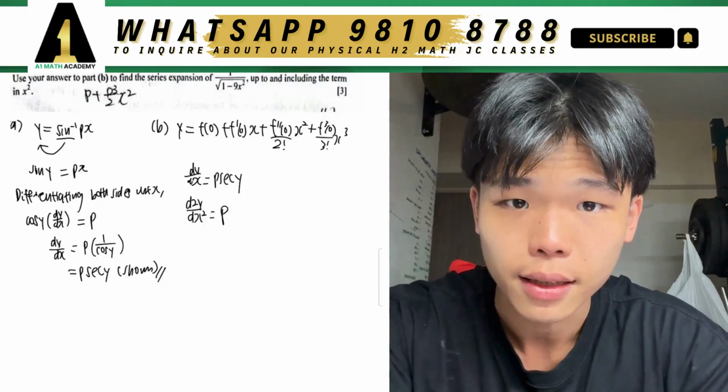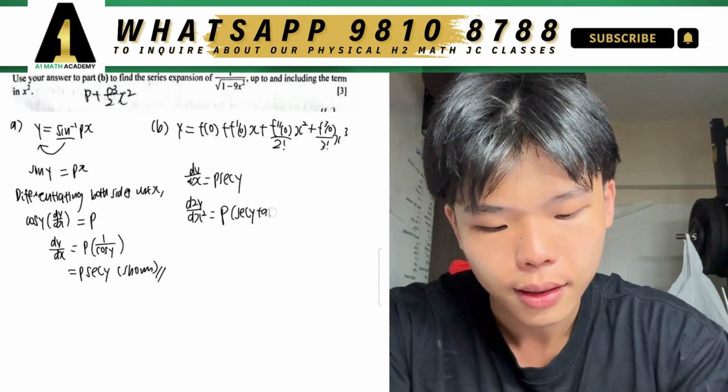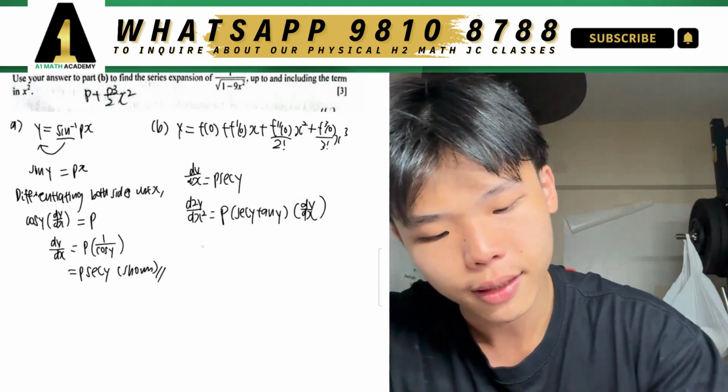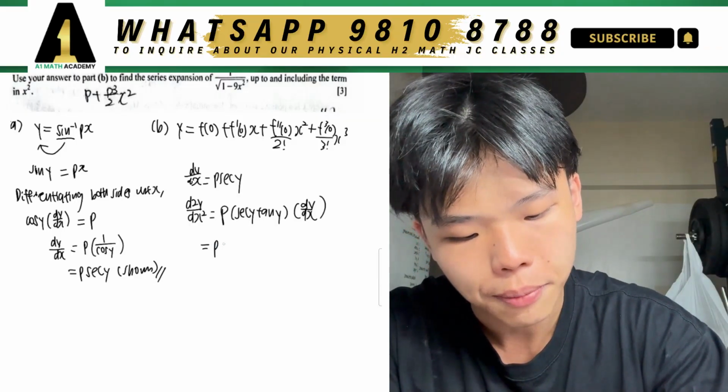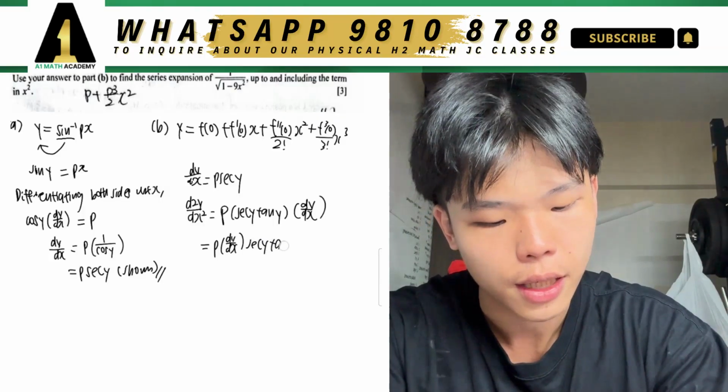When you differentiate secant, you get secant tangent. So here will be secant y tangent y, and of course over here you need to put your dy/dx, right? And then eventually you get p times dy/dx times secant y tangent y, right?